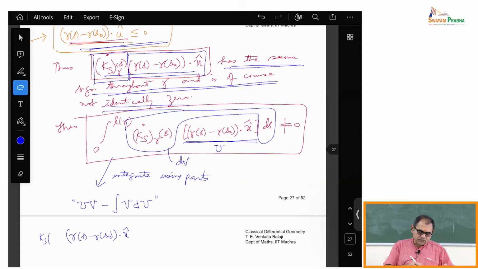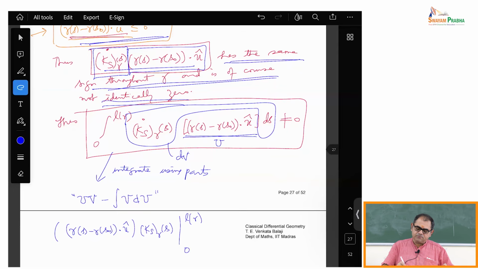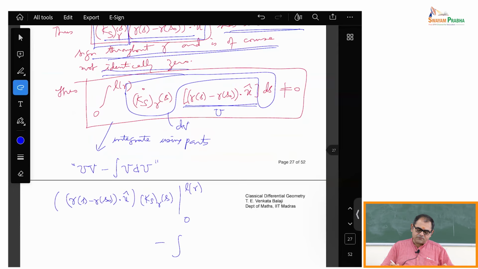So let me write it on the right side, u times v. So this into, I will get ks of gamma of s, and then I have to put the limit 0 to L of gamma, minus the integral of v du. So I will get ks sub gamma of s, that is v, and du is, I have to differentiate this.